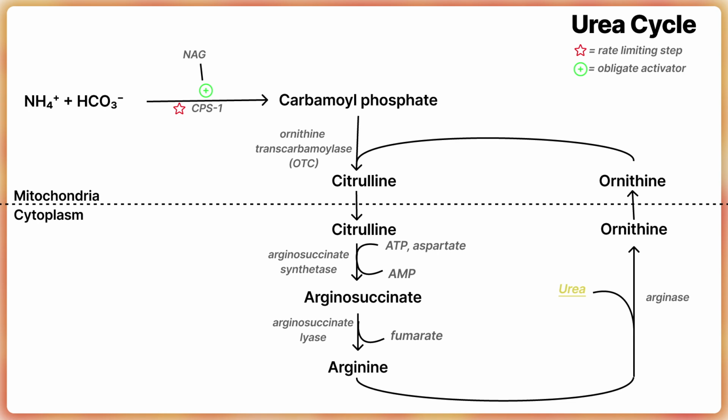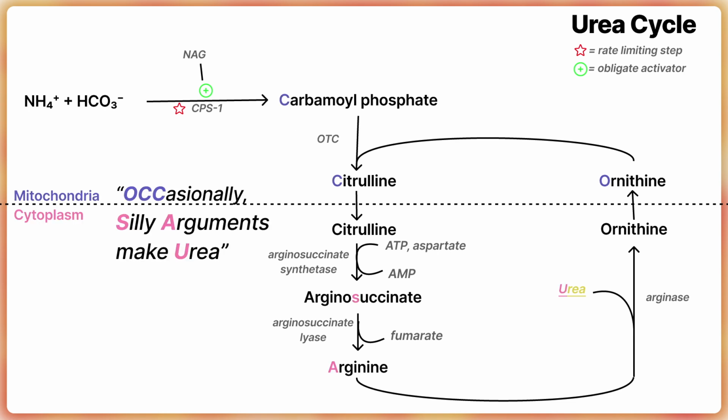I know it's a lot of long and complicated names to remember, and you're probably wondering if there has to be an easier way to recall all of this on exam day when you're going to need it the most. And don't worry, because I have the perfect mnemonic that will help you not only remember the intermediates of the cycle, but also their specific locations within the hepatocyte itself. The mnemonic I've created for this is, occasionally, silly arguments make urea. And here's how it works.